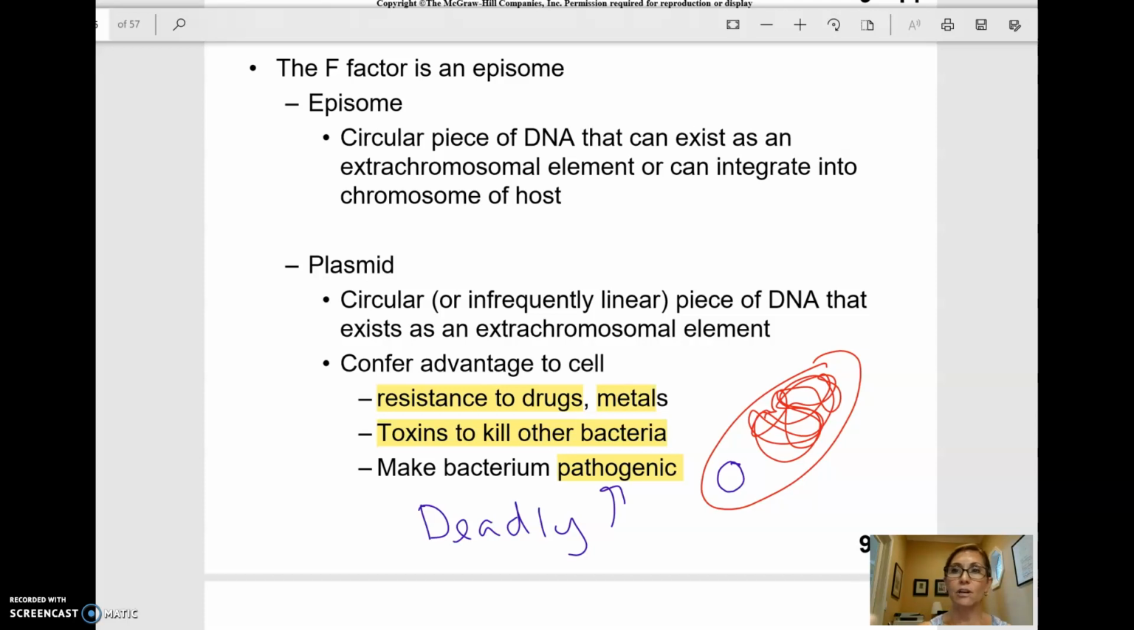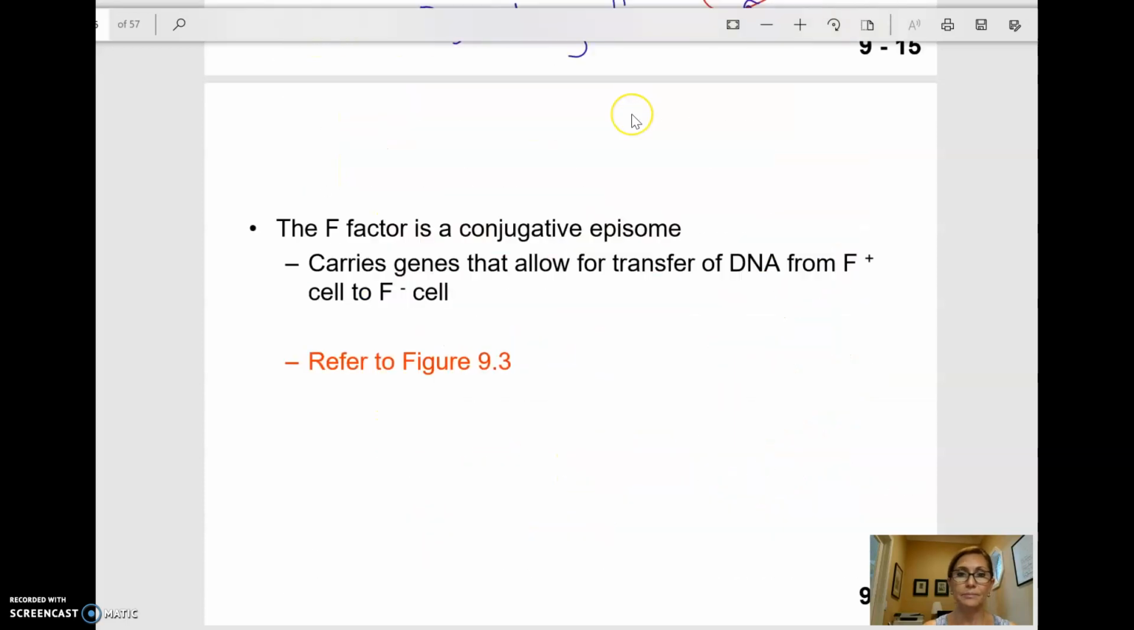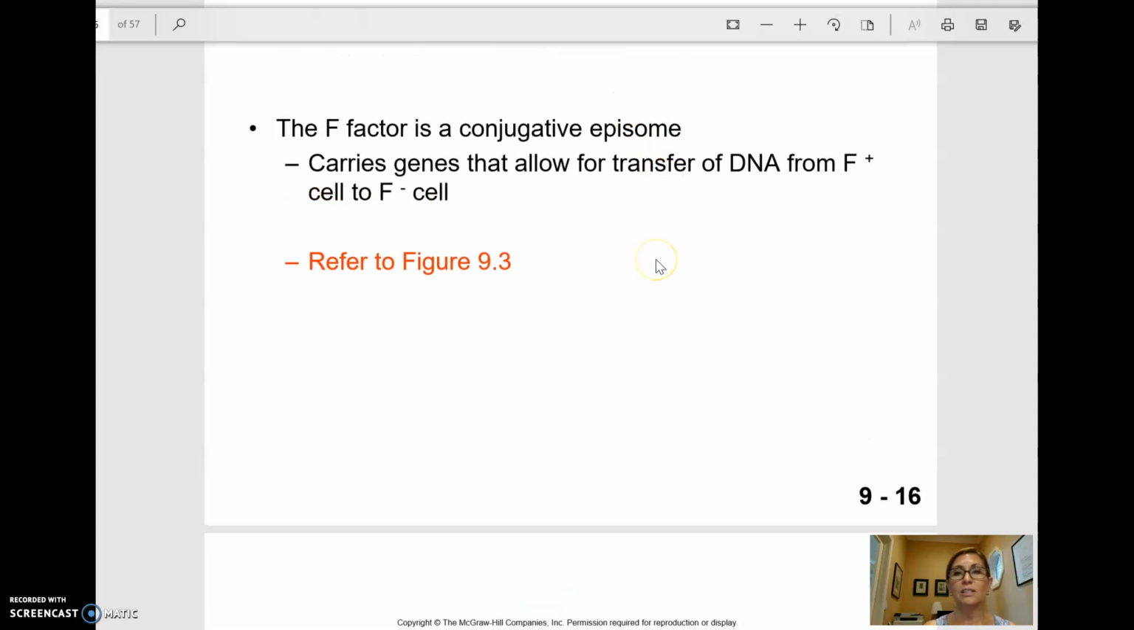Now, another term for F factor is an episome. This was the original word. Episome was the first word, and plasmid was the later terminology. An episome is a circular piece of DNA that lives outside of, or extrachromosomally from, the host's DNA. So this is the chromosome. This is extrachromosomal DNA. So F factor allows the process of conjugation to occur.